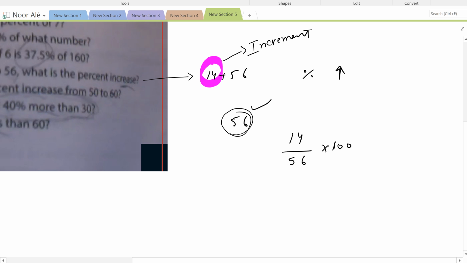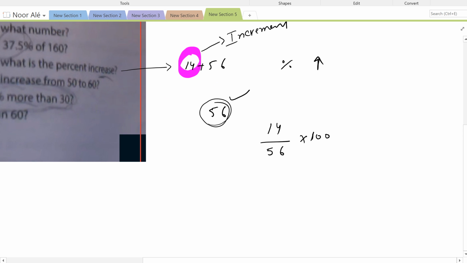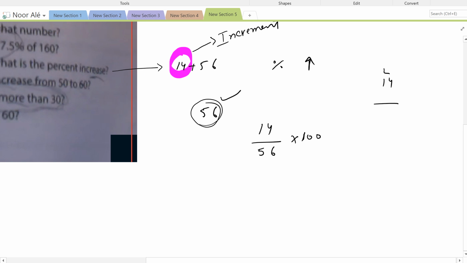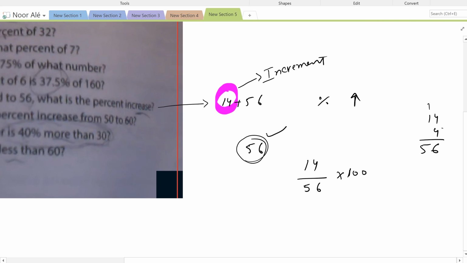Now you figure out if there is anything common between 14 and 56. 14 times 4 is 56, right? Sorry, I was doing it wrong. 14 times 4. 4 times 1 plus 1 is 5. Can you see that, Noor? Yeah, yeah, I see it.